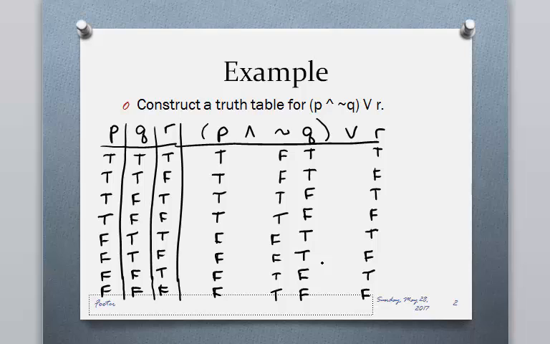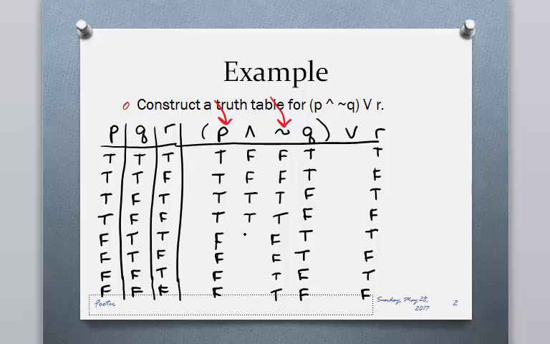So we're now going to look at the P column and the negation column. So this one and this one. And we're going to do an and in between. So true and false will be false. True and false will be false. True and true will be true. True and true will be true.